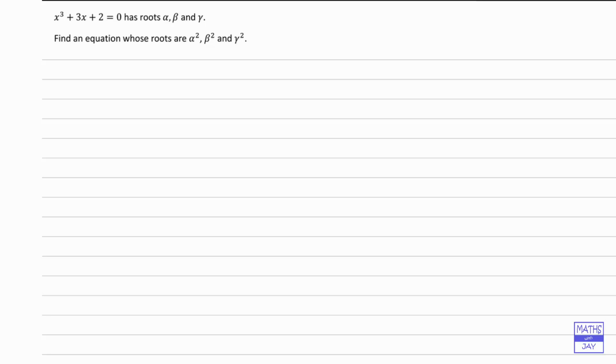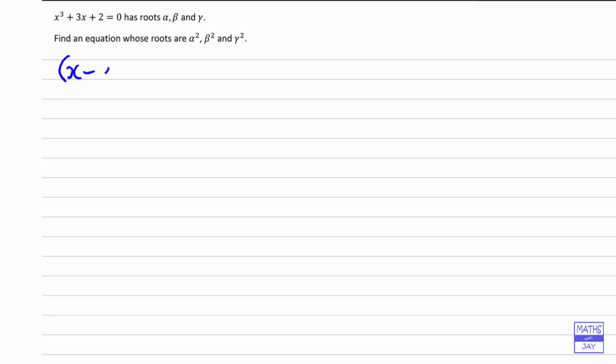So we have a cubic equation which has got roots alpha, beta and gamma. We want to write down a cubic equation which has roots alpha squared, beta squared and gamma squared. So one way of doing this is to first of all write down the original equation in terms of its roots.